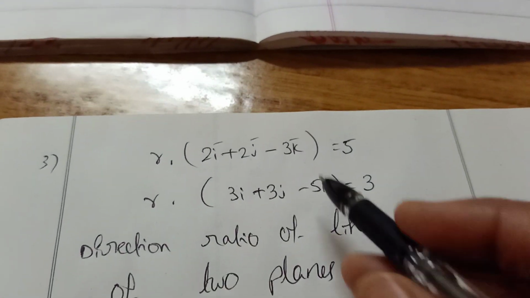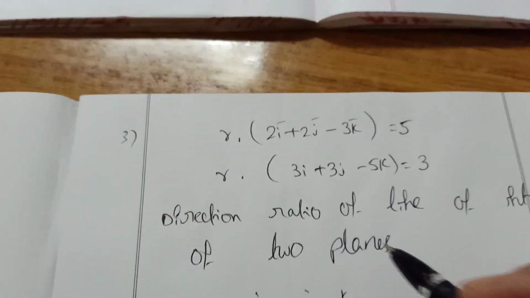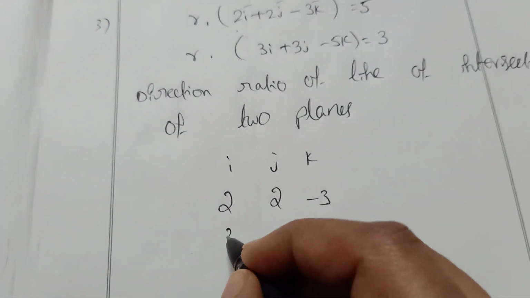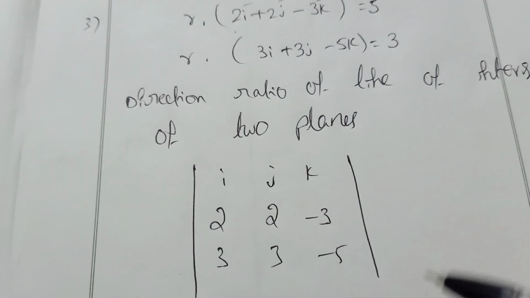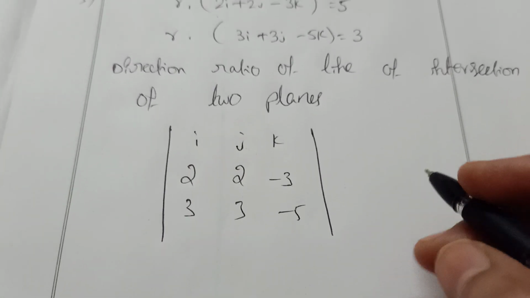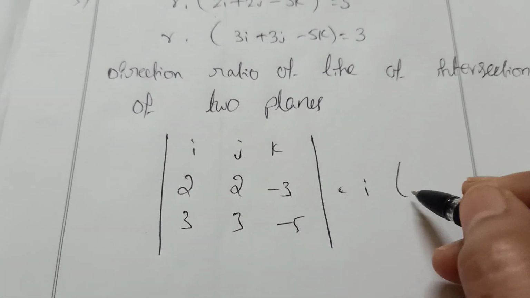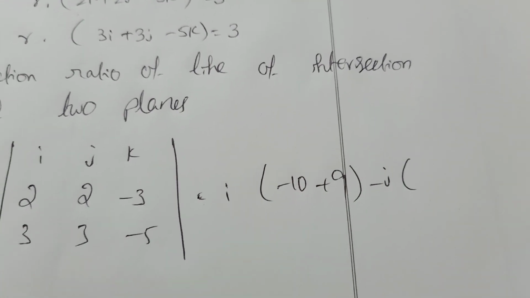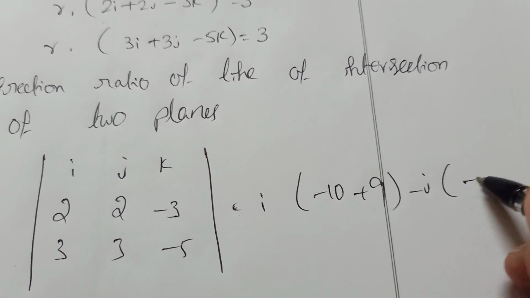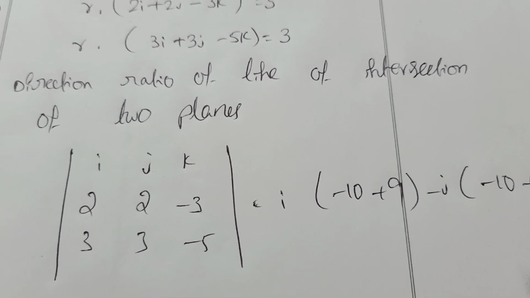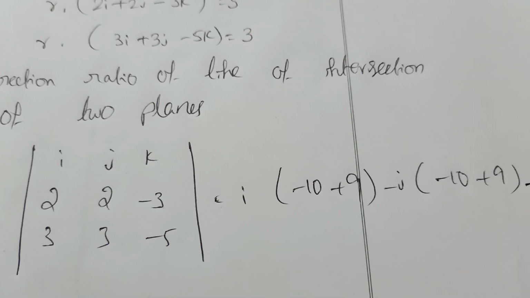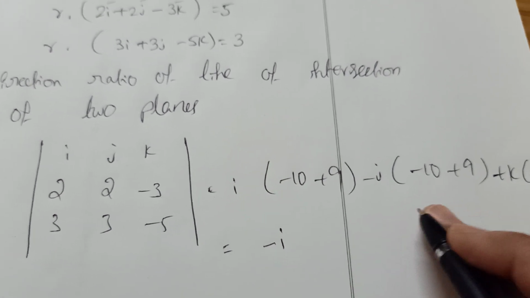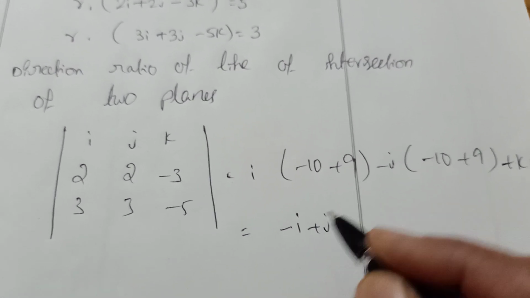How to find DR? Here is I, J, K. Coefficients: 2, 2, minus 3, and 3, 3, minus 5. First you should find this delta. How to do? I into minus 10 plus 9, minus J of minus 10 plus 9, plus K of 6 minus 6. Then minus 10 plus 9 is minus I, minus 1 plus J, so minus I plus J.